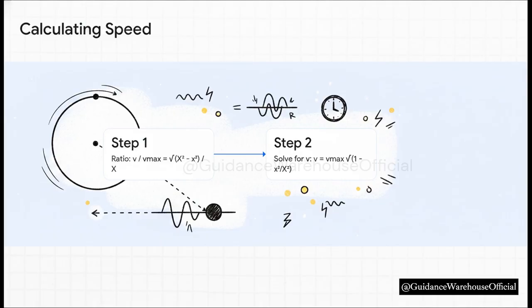By using the ratio of those similar triangles, step 1 shows us that velocity v divided by maximum velocity v max equals the square root of capital X squared minus little x squared, all divided by capital X. For step 2, we just rearrange to solve for v. And you know what's absolutely amazing about this final velocity equation? It is exactly the same equation we get when we use the conservation of energy to analyze a physical mass bouncing on a spring. It's the exact same math.